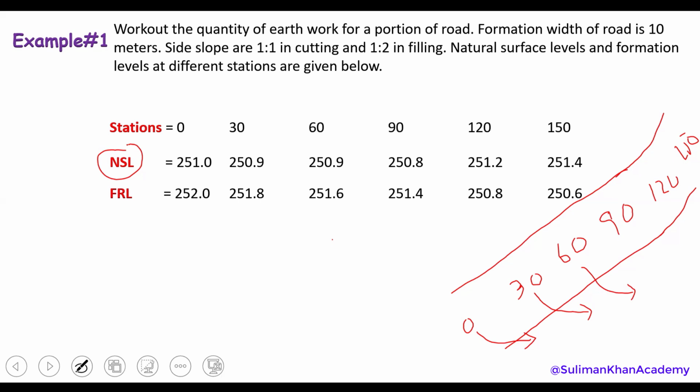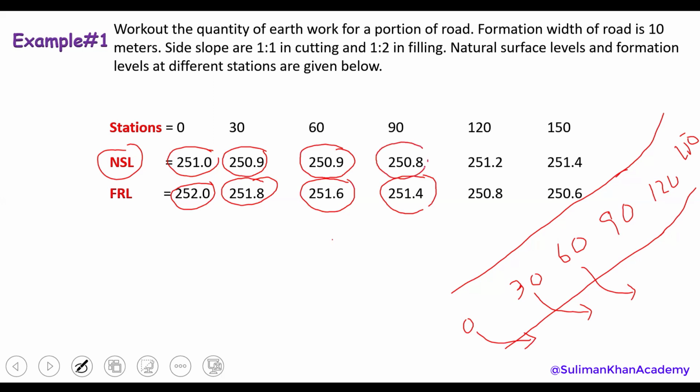Now, as you can see, the value of the formation level is just more than the NSL. It means here we should have filling. Again, the formation level is just more than the NSL. It means filling again. The formation level for station 60 is more than the NSL. It means filling again. Here the formation level for station 90 is also more than the NSL. It means filling again. However, look at station 120. The formation level is less than the NSL. It means there should be cutting. And again, at station 150, the formation level is less than the NSL.